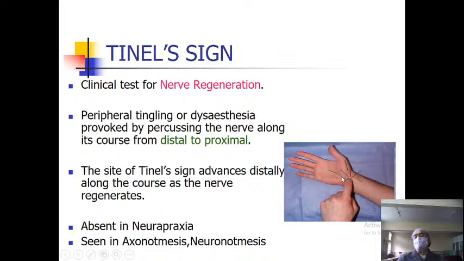So you start percussing from distally. Suppose this is point A and this is point B. You want to start here and slowly come up. The nerve is from here to here, so it is coming from above, right? So here you find a funny sensation. So from here the nerve has regenerated up to here. After 1 week this point will migrate distally, and after 2 weeks maybe up to here. So you have to tap from distal to proximal.